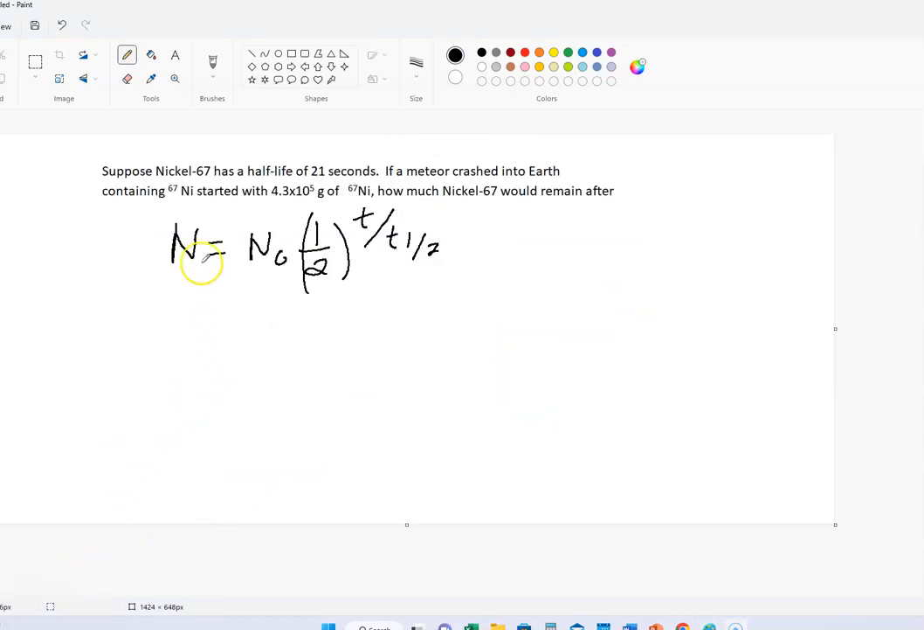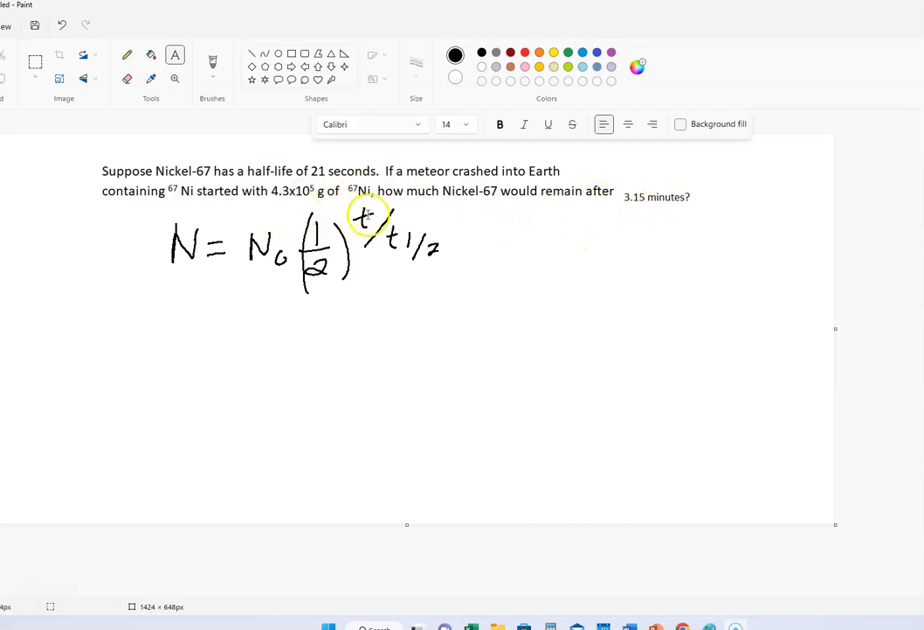All right, so here's our next example. Suppose we have nickel 67, and it has a half-life of 21 seconds. If a meteor crashed into Earth containing nickel 67, and it started with 4.3 times 10 to the fifth grams of this radioactive nickel, how much nickel would remain after 3.15 minutes? Sorry, I had to paste, so it didn't paste very well, but we can go with this.